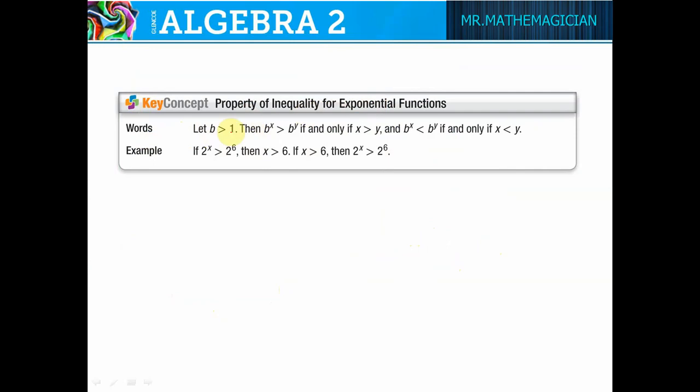Now, for the inequality, let B be bigger than 1. Then B to the power of X is greater than B to the power of Y if and only if X is bigger than Y. B to the power of X is smaller than B to the power of Y if and only if X is smaller than Y. So if 2 to the power of x is greater than 2 to the power of 6, for sure x will be greater than 6. And vice versa, if x is greater than 6, then 2 to the power of x will be bigger than 2 to the power of 6, and so on.